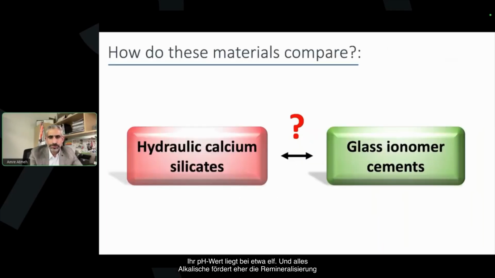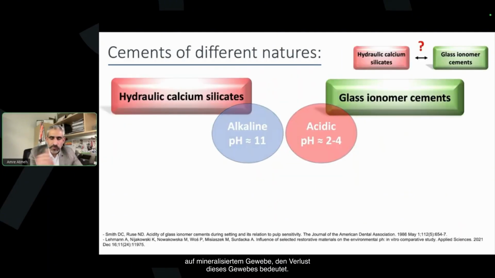But the question is, how do they compare? Do they perform the same when it comes to indirect pulp treatment? Does it make any difference if I'm using glass ionomer versus hydraulic calcium silicates? Well, let's try to understand the differences between these materials. In principle, glass ionomer cements and hydraulic calcium silicates are two opposites in terms of nature.